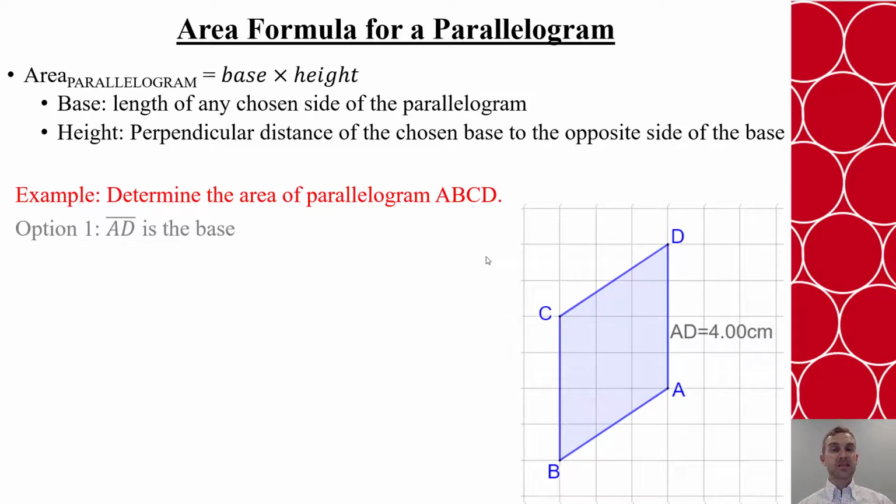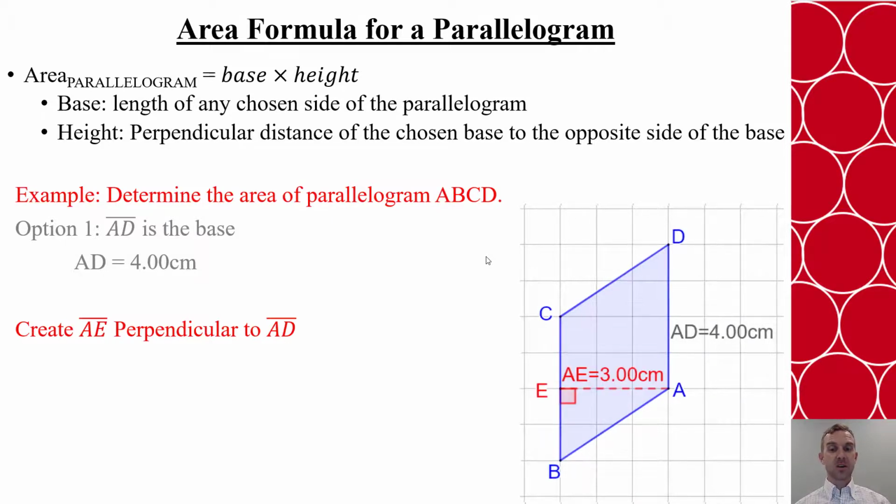And I can measure that and see that is 4 centimeters. Now I need a perpendicular distance from AD over to side CB, so I'm going to call that segment AE. And if I construct that, that will be 3 centimeters. Now to find the area of the parallelogram, I'm going to do the base times the height, which will give me 12 square centimeters.